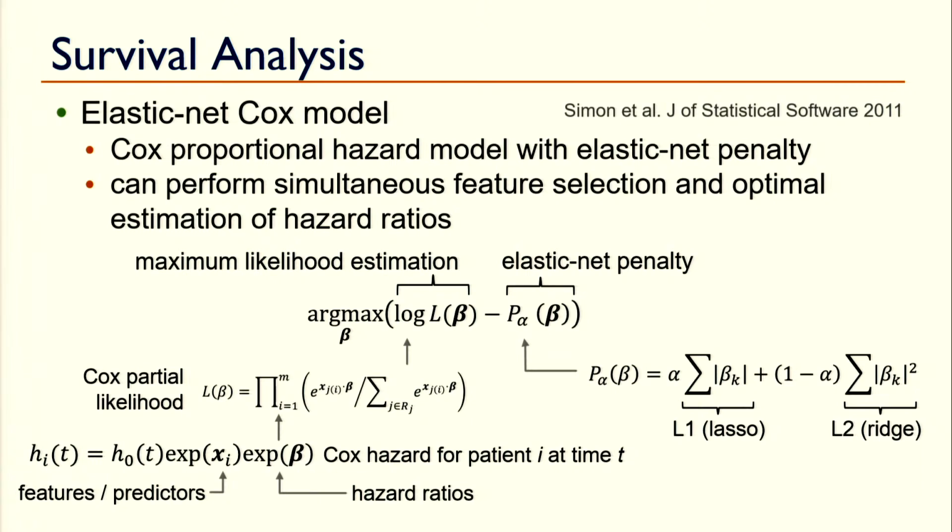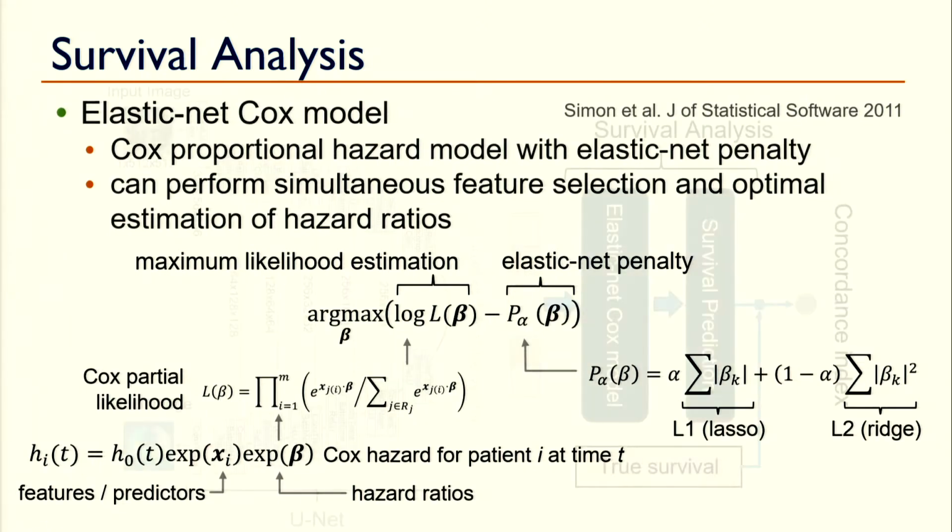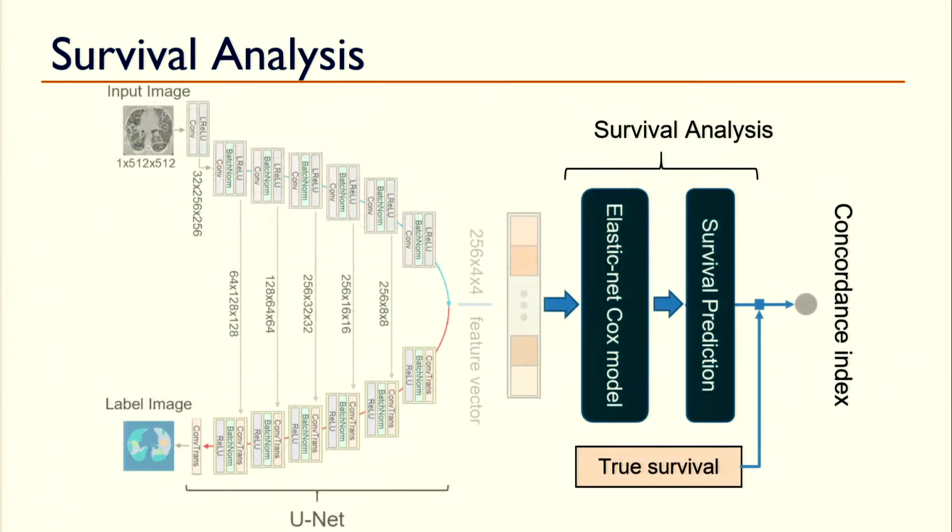As the name suggests, this model maximizes the likelihood shown in the middle of the slide. The first part of this likelihood is the usual partial maximum likelihood estimation of the Cox hazard ratio. The second part is an elastic net penalty, which consists of L1 and L2 penalties, with a blending parameter alpha. Because of this formulation of the objective function, the model can perform simultaneous feature selection and optimal estimation of the hazard ratio. The output of the elastic net Cox model is compared with the true survival time of the patient.